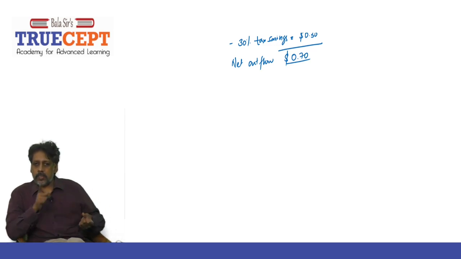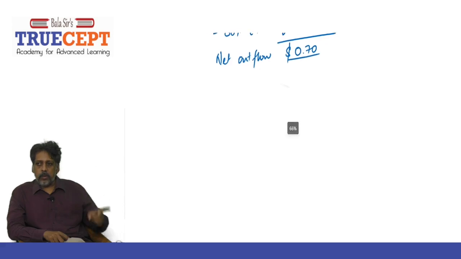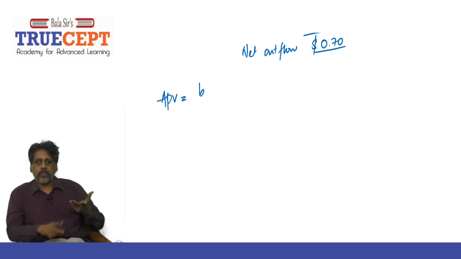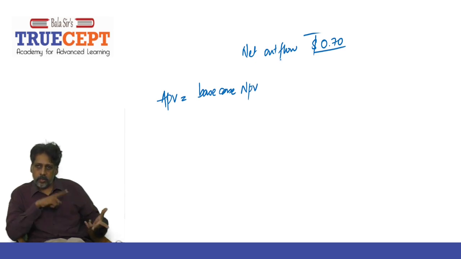Now let's write APV. What is that? Adjusted present value equals. Please write this formula first. Base case net present value. Write a base case net present value. Okay? Yes, sir. Plus the tax savings on debt interest.